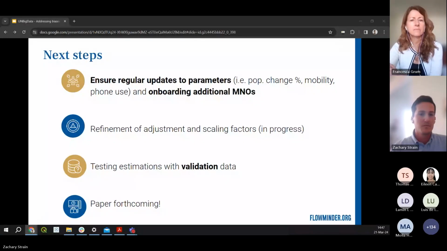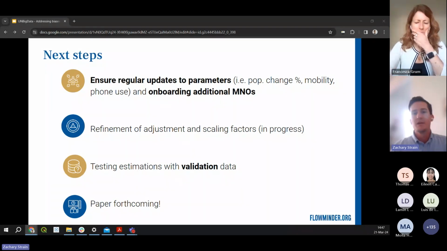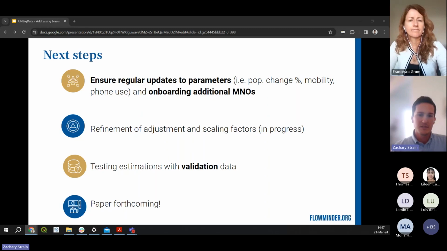So for this method, we're working to ensure regular updates to the parameters because these will change over time, the share of the population that uses phones, the mobility of different groups, etc. And we're also working to onboard additional MNOs to address that subsetting issue that we saw earlier. And then we're continuously refining our method for adjustment and scaling, and we're looking to test these estimations with validation data when that becomes available. And we'll be hopefully publishing a paper on this in the near future about this method.